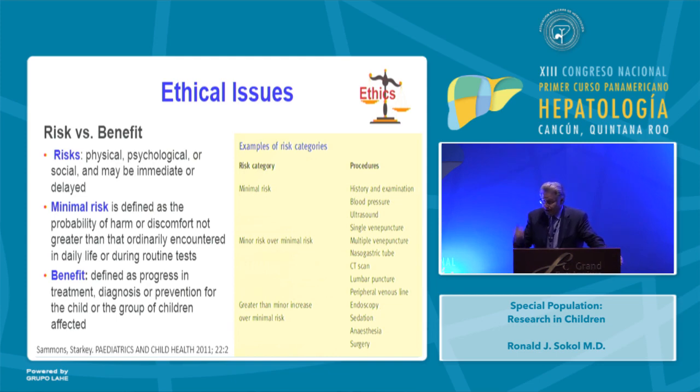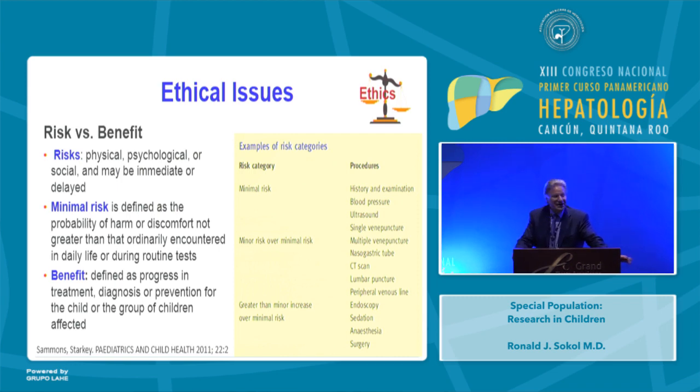This is something that's very important in pediatrics, and there's a concept called minimal risk, which is defined as the probability of harm or discomfort that is not greater than that ordinarily encountered in daily life or during routine medical testing, such as getting a physical examination. A typical physical examination is really minimal risk, and even obtaining a blood pressure or doing an ultrasound are minimal risk for children. Now there's the concept of a minor increase over minimal risk, and that includes drawing blood, putting an NG tube down, CT scan, etc., where there are small risks, but they are true risks, and they're not risks that a child would normally encounter.